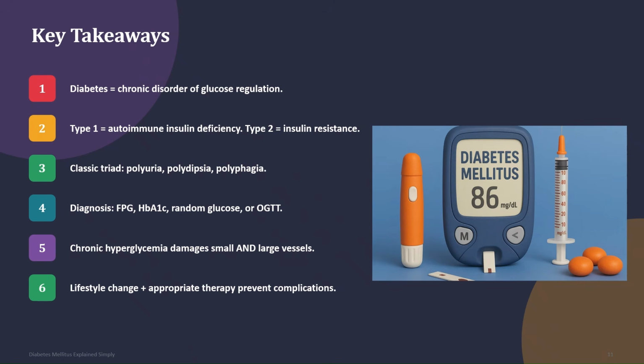Before you leave, let's summarize everything under 30 seconds. So diabetes is a disorder of glucose regulation. Type 1 is caused by insulin deficiency. Type 2 is caused by insulin resistance. The classic symptoms are the 3 Ps: polyuria, polydipsia, and polyphagia. Diagnosis is made using fasting glucose, HbA1c, random glucose, or OGTT. Uncontrolled diabetes damages the eyes, kidneys, nerves, heart, and blood vessels.